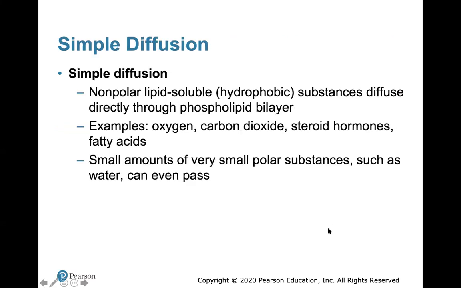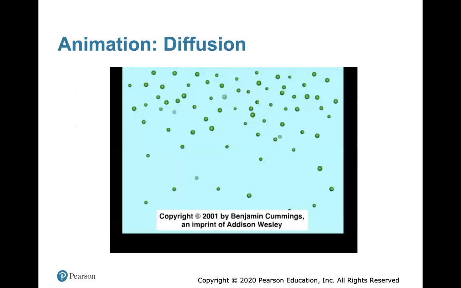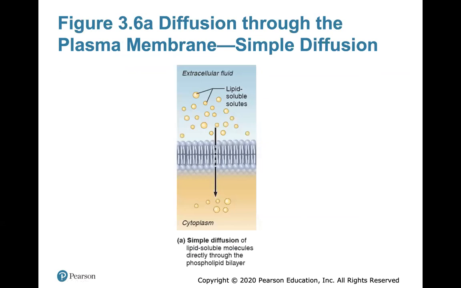So simple diffusion then, nonpolar lipid-soluble hydrophobic substances can diffuse directly through the phospholipid bilayer of the cell membrane. So examples of this, oxygen, carbon dioxide, steroid hormones, and fatty acids can freely pass through the cell membrane. And this is a great animation of diffusion that please watch on your own. This is diffusion through the plasma membrane, simple diffusion. So lipid-soluble solutes. So again, they're lipid-soluble, meaning they have to pass through the lipid membrane, and they're moving from an area of high concentration to low concentration.